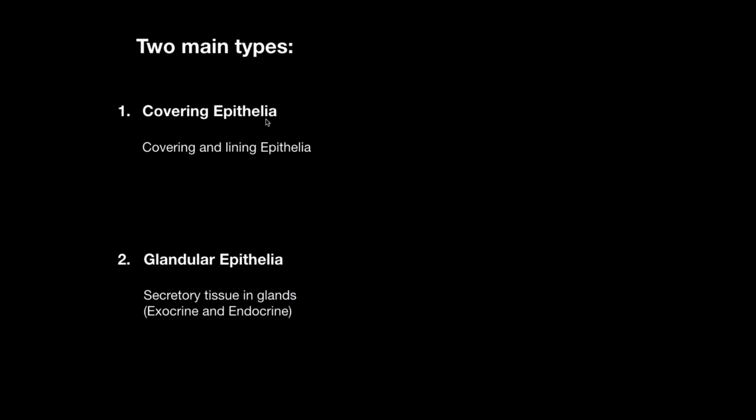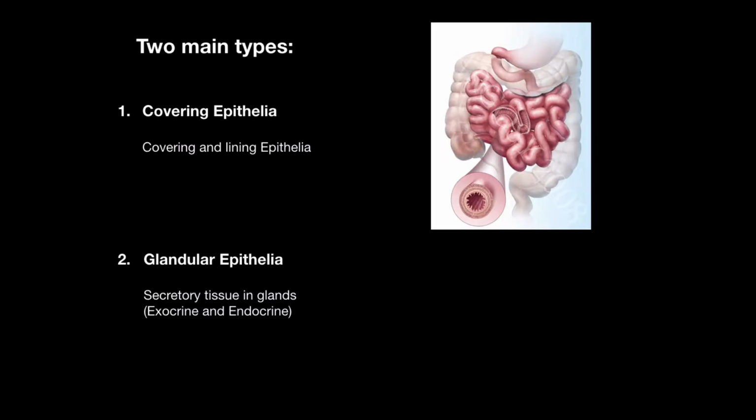Covering epithelia is called covering because it covers the structures you have in the body. The skin is going to be composed of epithelial tissue. The outside surfaces of organs are going to be epithelial tissue, and it's also going to line the internal surfaces of organs. As an example of that, if you look at this intestines right here, you can see epithelial tissue covering the external surfaces of the intestines, but it's also going to line the internal surfaces of it. You're going to have different types of epithelial tissue covering and lining, but they're all going to be epithelial tissue.